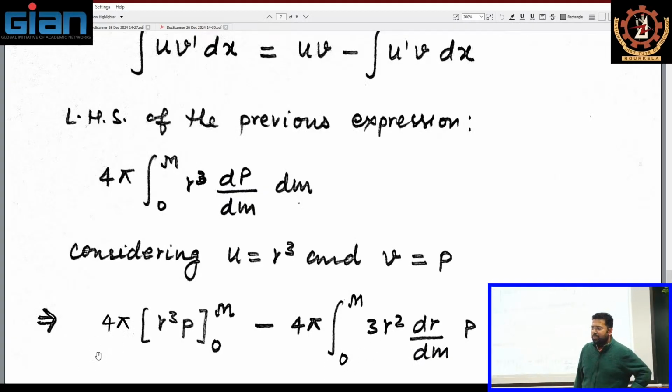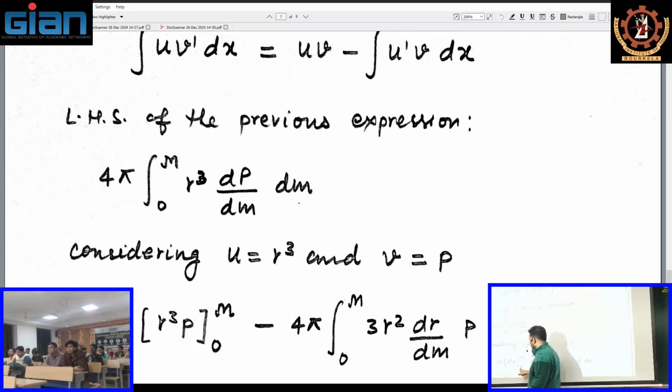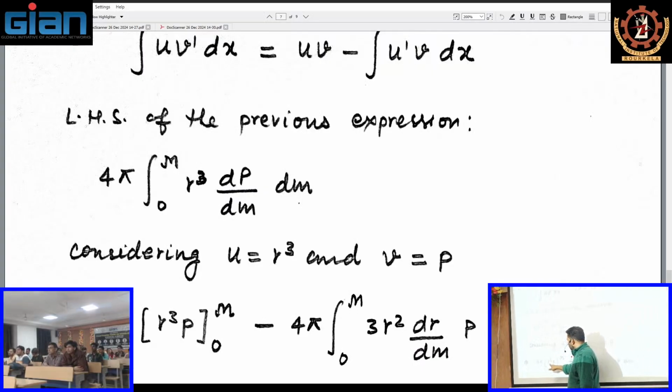Okay, pressure is not exactly 0 at the surface of the star, but compared to the center of the star, the pressure is almost negligible. So when you are considering the limit 0, it means at the center radius will be 0 and at the surface pressure will be 0. So you can forget about this term actually. This term is going to vanish because of the property of our configuration.